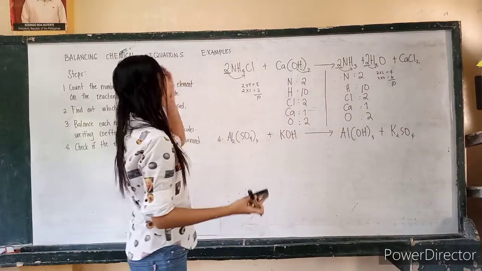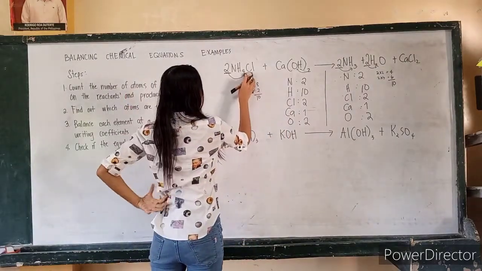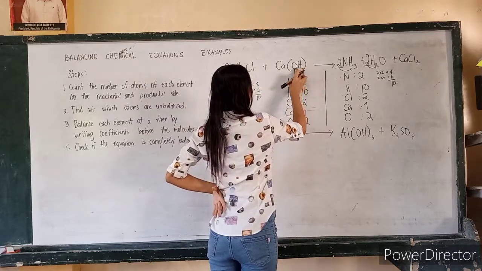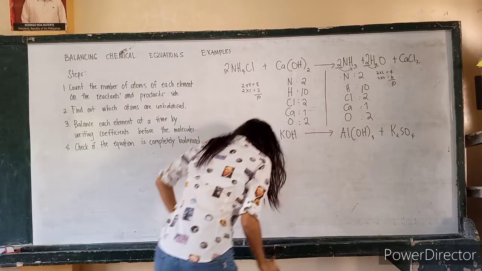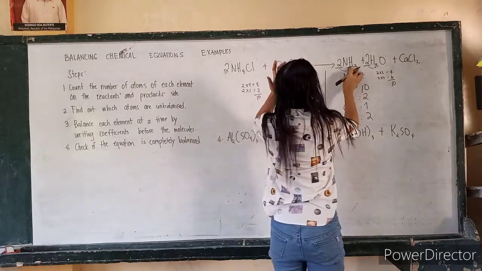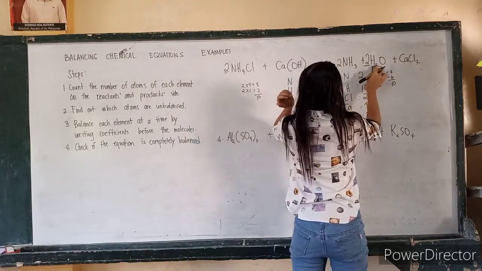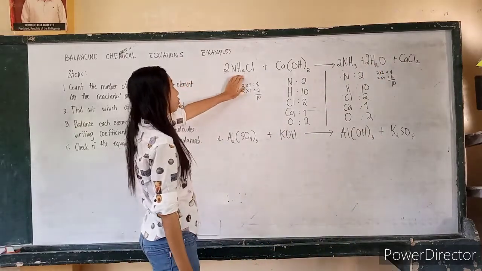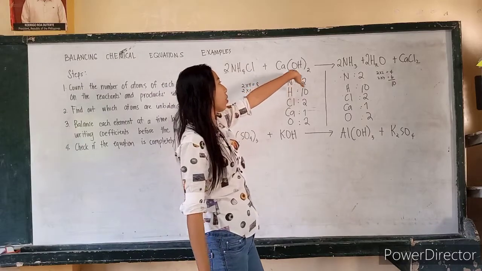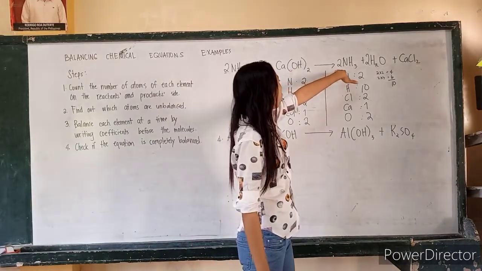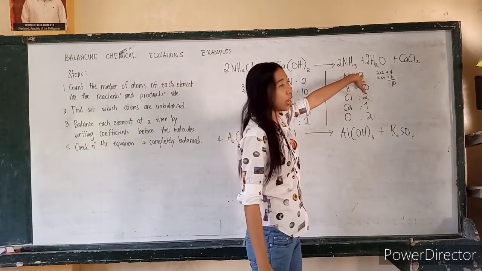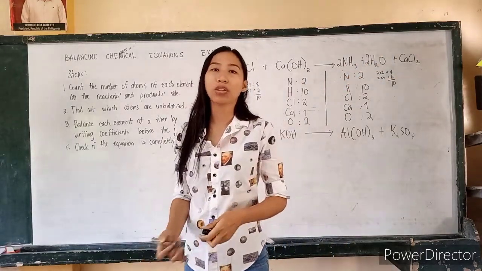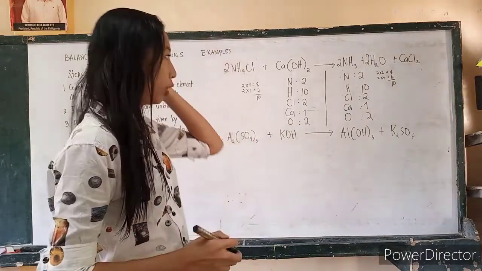So, our final balanced chemical equation is this. Let me remove the arrows. So, our final balanced chemical equation is 2NH4Cl plus Ca(OH)2 will yield 2NH3 plus 2H2O plus CaCl2. So that is the final equation.